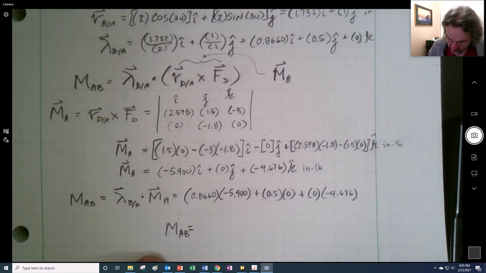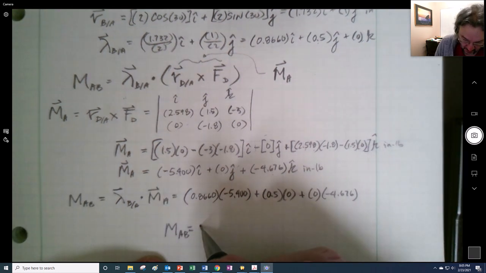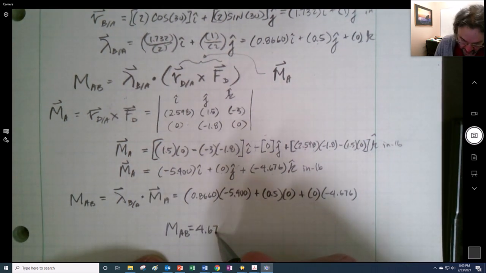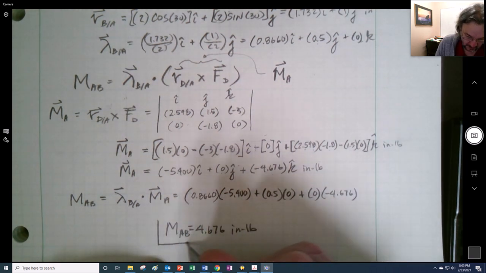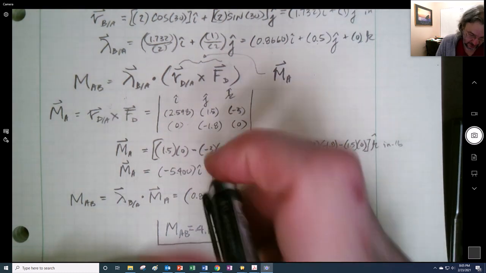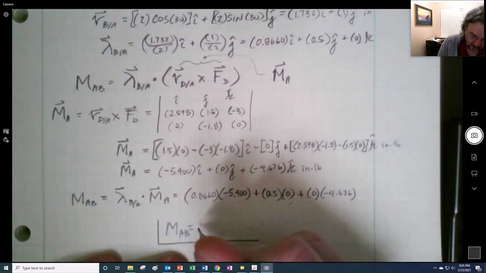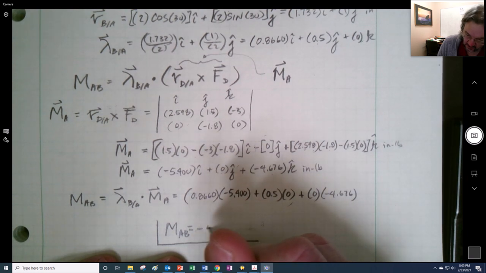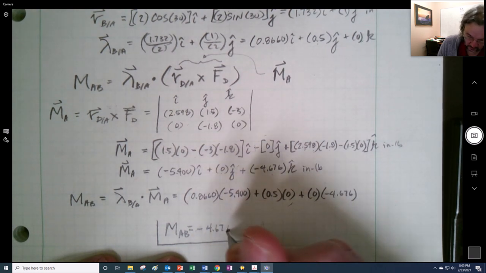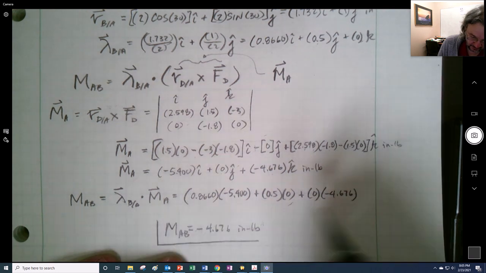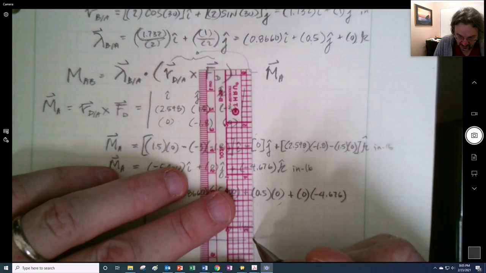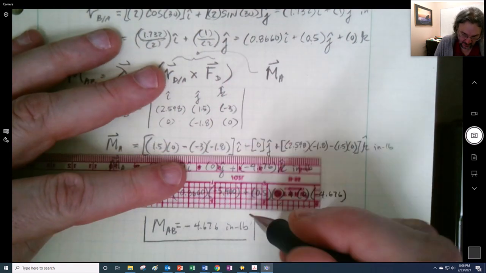So all we're left with is 0.8866 times, and we end up with 4.676 inch-pounds is the answer. Oh, and it's negative, right? So what does that mean? The negative, all right? So I'll accept either way, positive or negative on here.